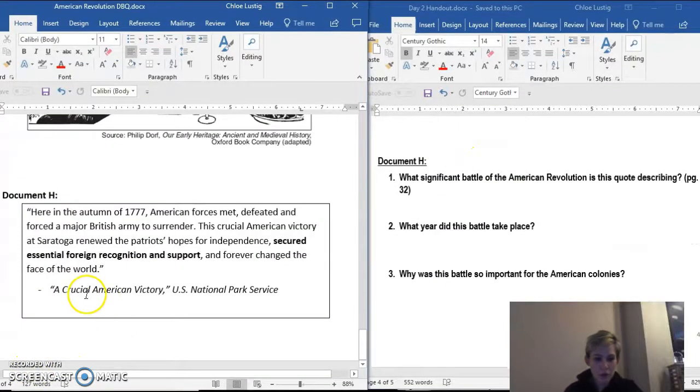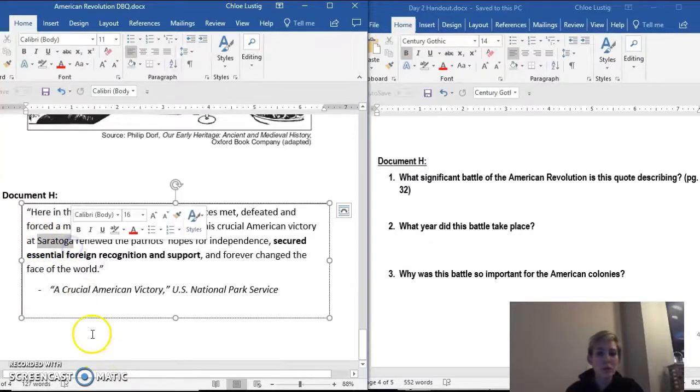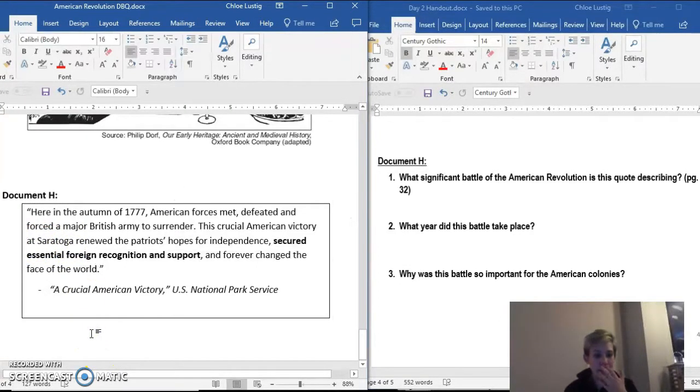Document H, a crucial American victory, the U.S. National Park Service. Here in the autumn of 1777, American forces met, defeated, and forced a major British army to surrender. This crucial American victory at Saratoga renewed the Patriots' hopes for independence, secured essential foreign recognition and support, and forever changed the face of the world. Okay, so I want you to zoom in on this word Saratoga, and also look at this secured essential foreign recognition and support. Foreign support. Whose support did they get? Answer your Document H questions now.